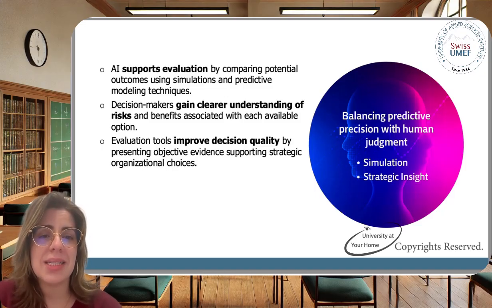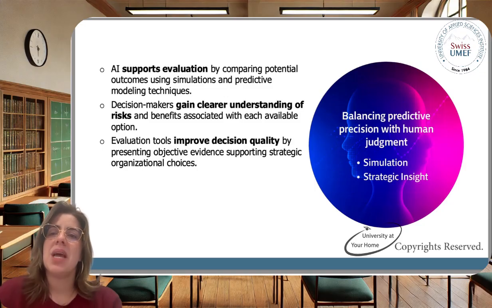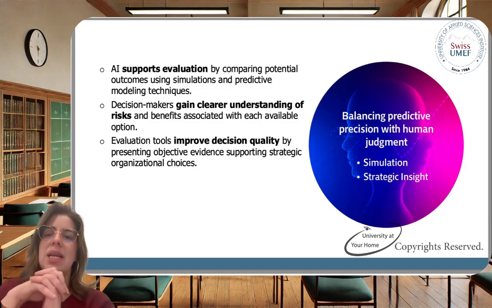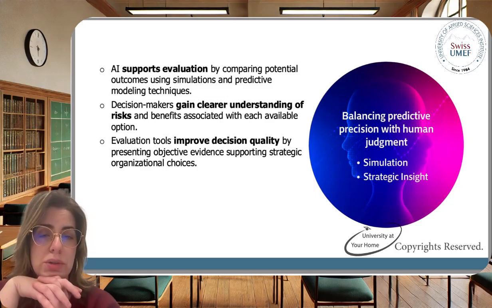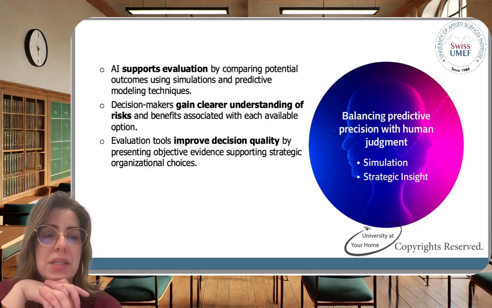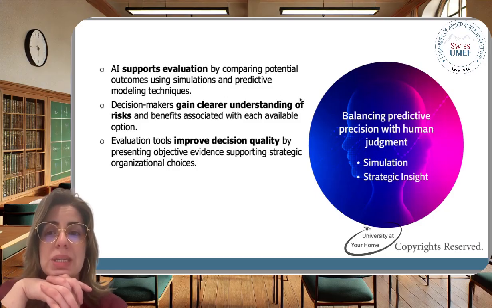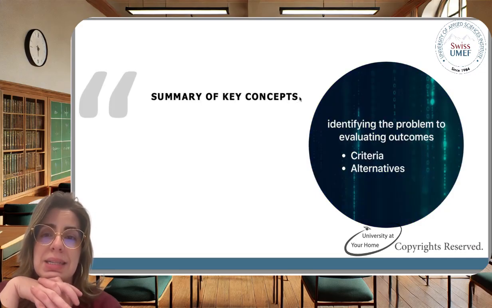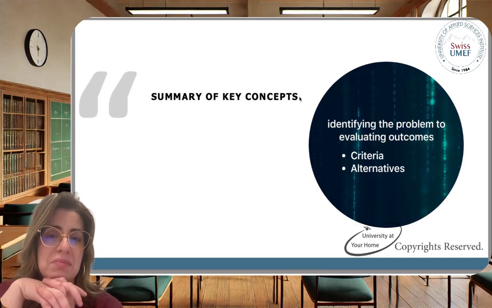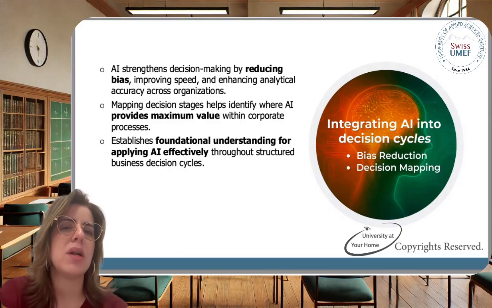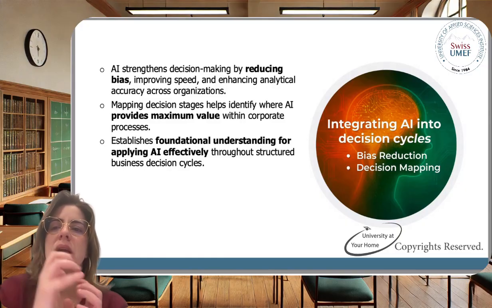Let's summarize and talk about some of the key concepts. To summarize this session, let's review what we learned. AI strengthens decision making by reducing bias, improving speed, and enhancing analytical accuracy. These are the three pillars we discussed today.